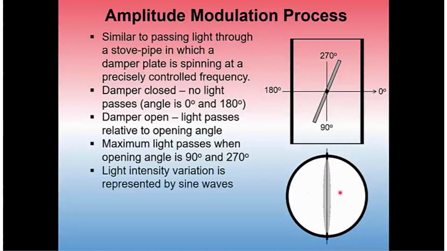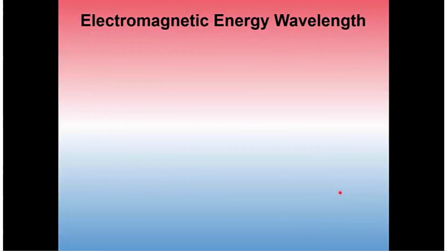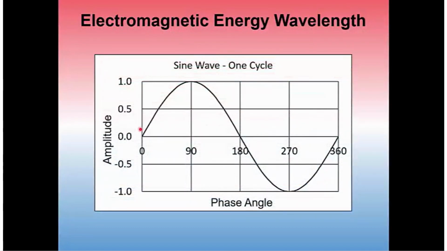The light intensity variation is represented by sine waves. The sine wave looks something like this for electromagnetic energy wavelength. We can see in the sketch that when the phase angle is 0 or 180 degrees, that's when the plate is closed, and the amplitude is equal to 0, or when it returns back to 0 again at 360. However, when the plate angle is open at 90 or down at 270, we have the maximum amplitude of the sine wave, and that's when we have the maximum amount of light coming through the pipe.